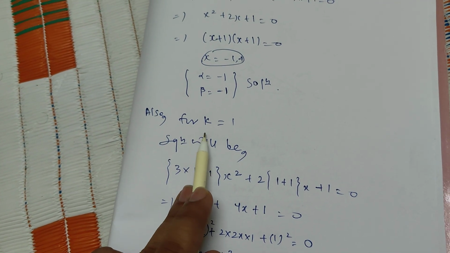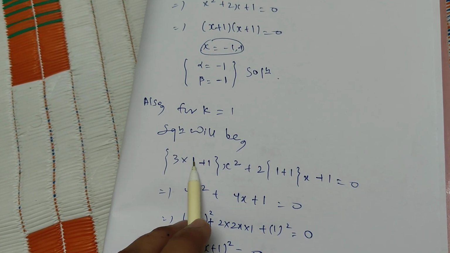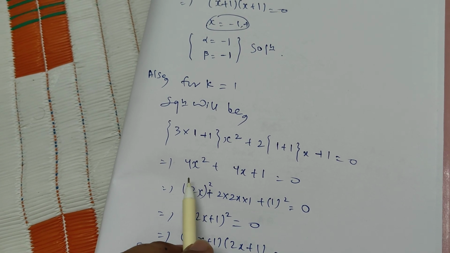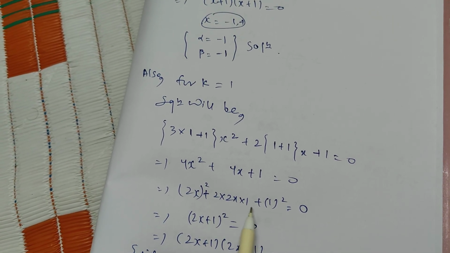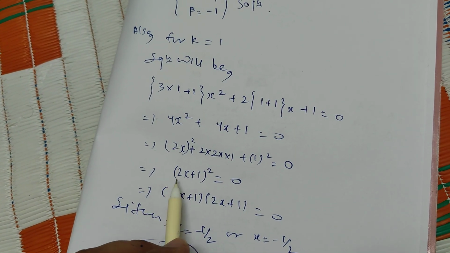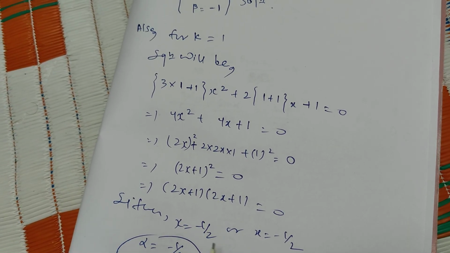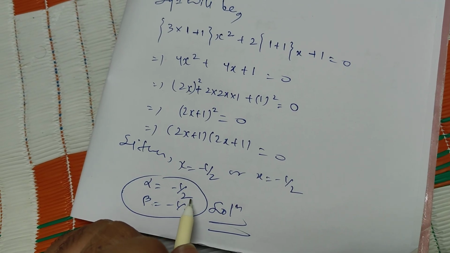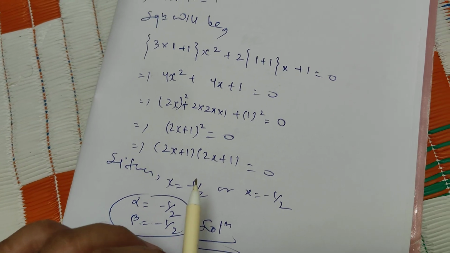Again we have to consider the other value of k, that is 1. The equation will be 4x square plus 4x plus 1 is equal to 0, which is also exhibited in the form of (2x plus 1) whole square, that is (a plus b) whole square. So on factorizing it, we have x is equal to either -1 by 2 or x is equal to -1 by 2. So alpha is equal to -1 by 2, the first root of the equation, and the other root is -1 by 2.